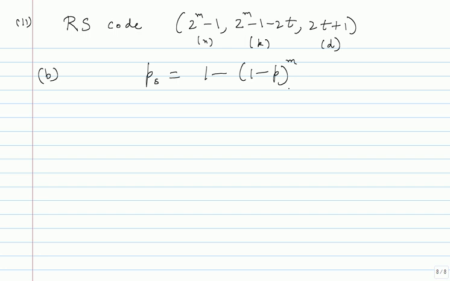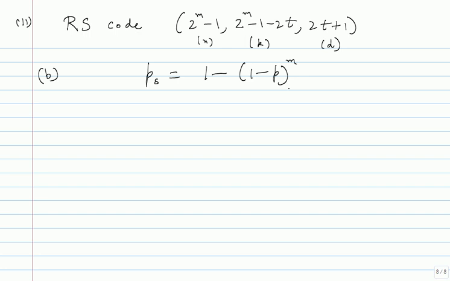Whenever there are more than, what is your symbol error correcting capability? T. Okay, so if there are more than t symbols in error, then you will make an error with bounded distance decoding. Okay, so what is the probability?